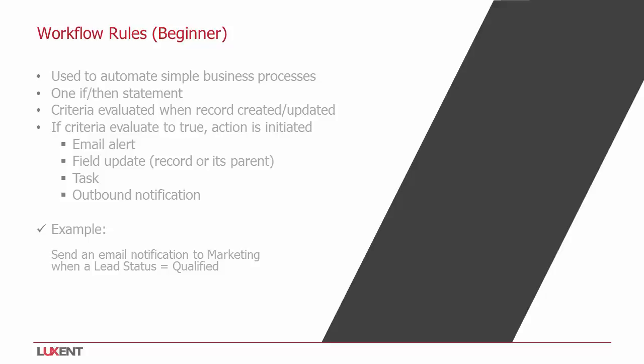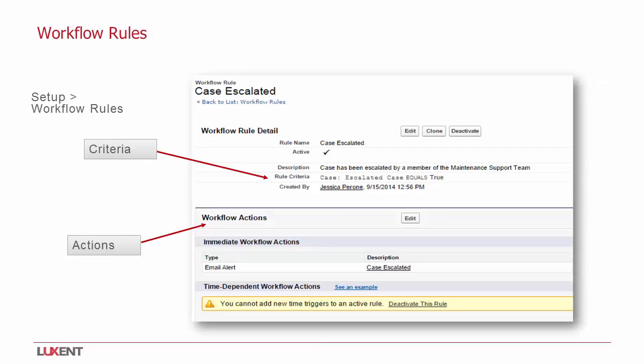An example I mentioned earlier, sending an email notification to a user when a lead has been qualified, could be easily accomplished using a workflow rule. To create a new workflow rule, simply search for Workflow Rule in the Setup menu. Here's a quick snapshot of what a simple workflow rule looks like once it's been built.